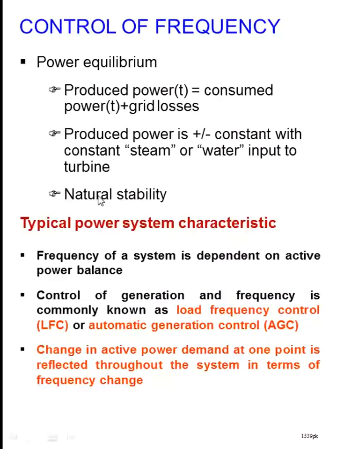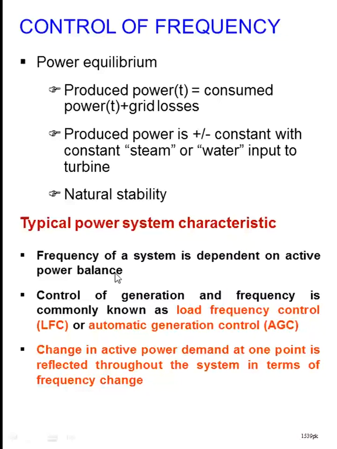But if you refer to the characteristics of the power network, you can see here that the frequency of the system depends upon active power balance. That means active power of generation and active power of demand. That means the capital P, the amount of active power from the generation side and the amount of active power drawn by the load side. So the frequency will be influenced by the balance between the two sides, generation and load, active power balance.